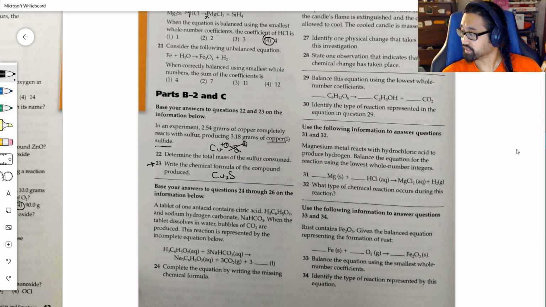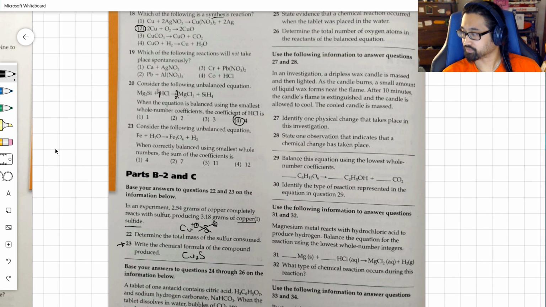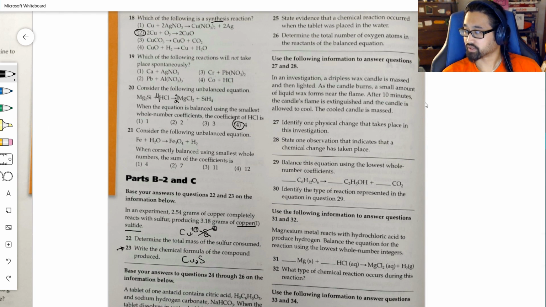Number 27 talks about this little passage. During an investigation, a dripless wax candle, words, words, words. Physical change, the wax is melting. Chemical change, there's burning. The only thing to really be careful of here is just make sure you know which question you're answering. Read the question appropriately, right?